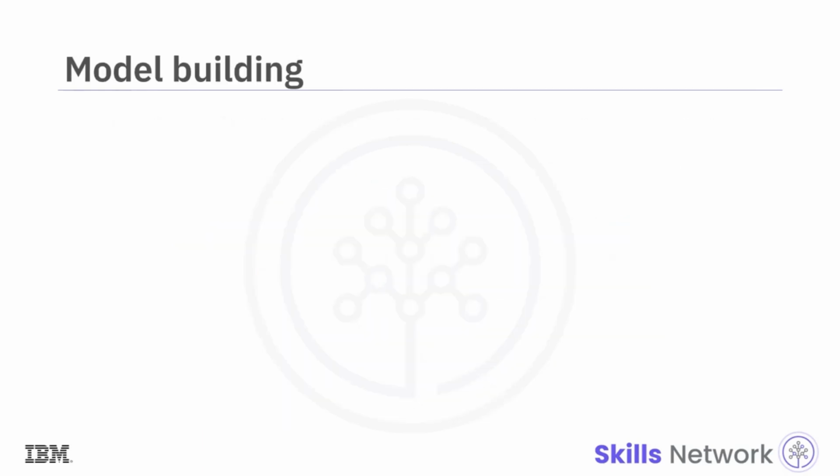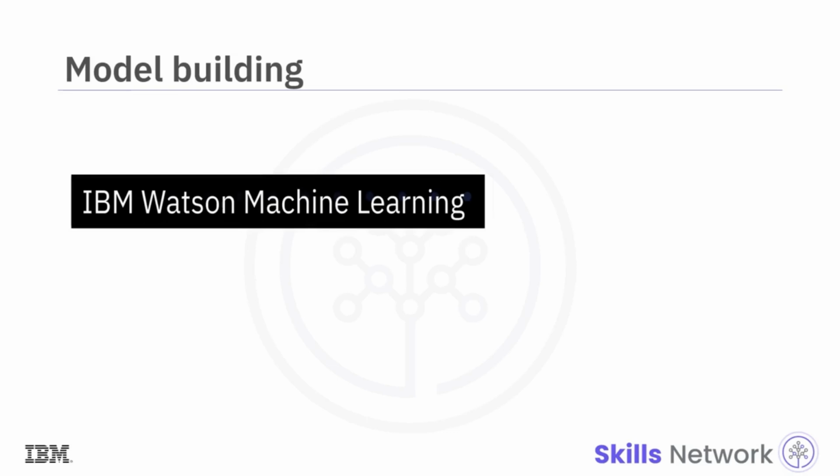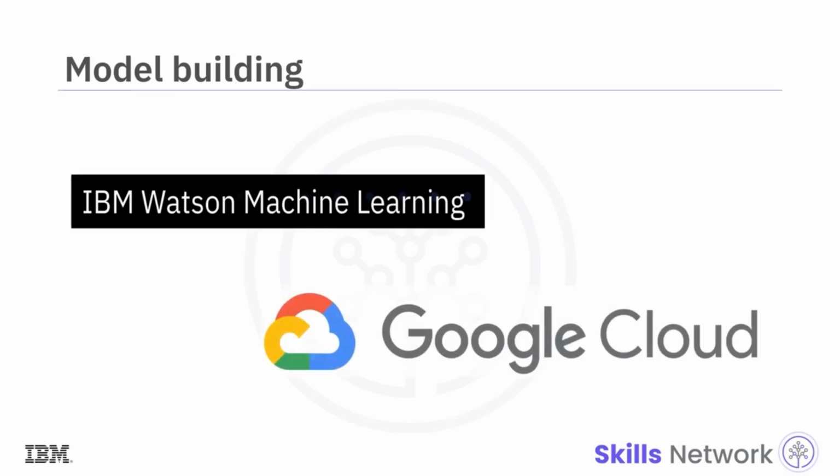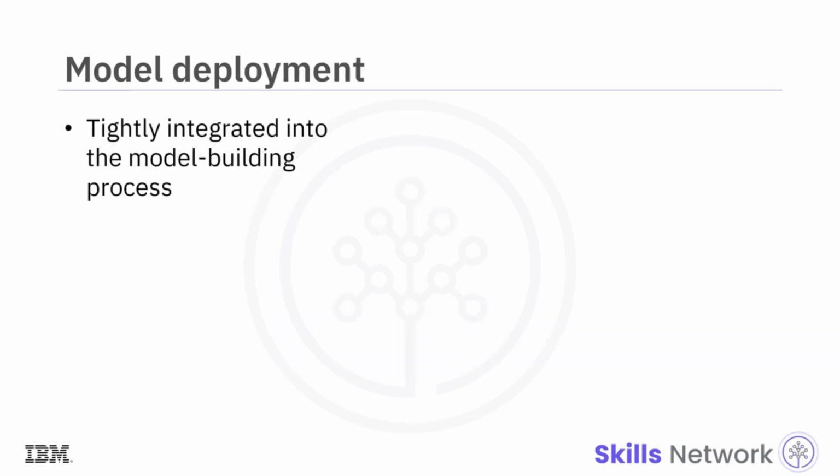Now, model building can be done using a service. One example of a service is Watson Machine Learning. Watson Machine Learning can train and build models using various open source libraries. Google has a similar service on their cloud called AI Platform Training, and every cloud provider has a solution for this task. Model deployment in commercial software is usually tightly integrated into the model building process.